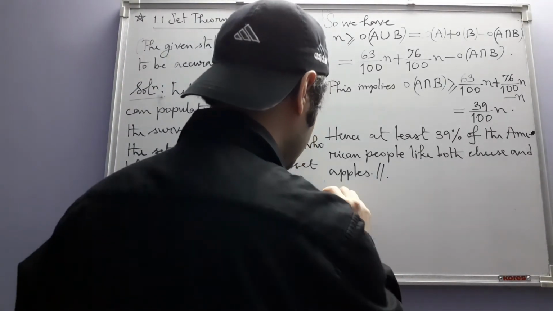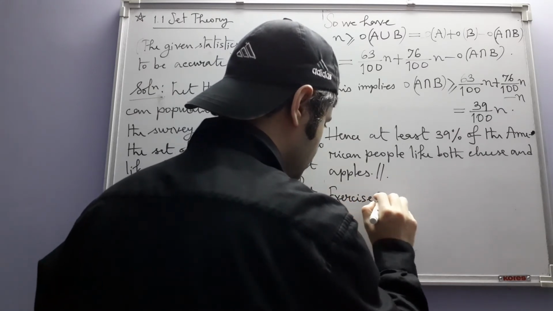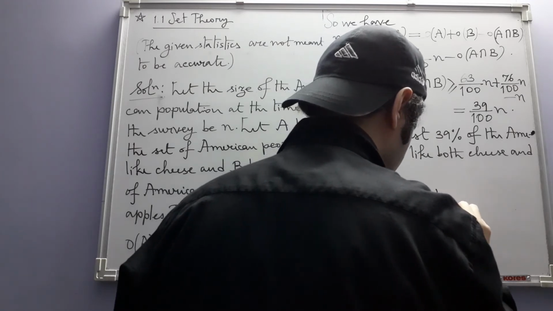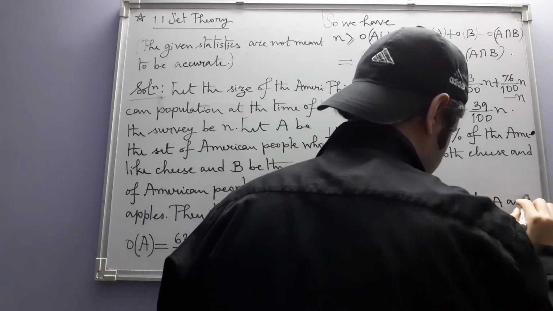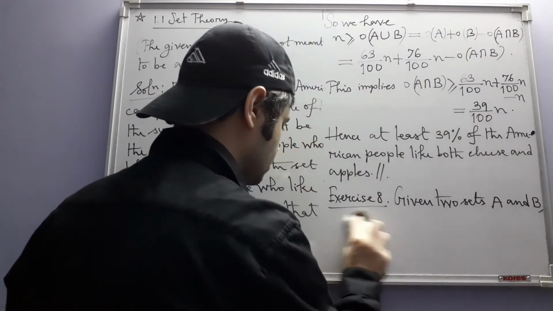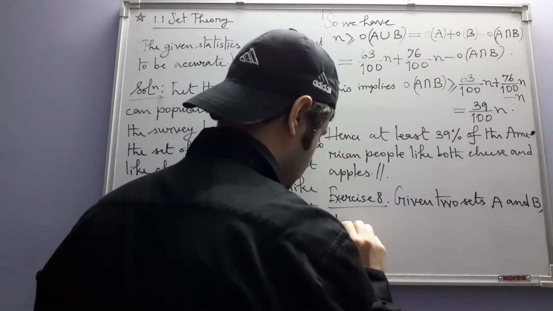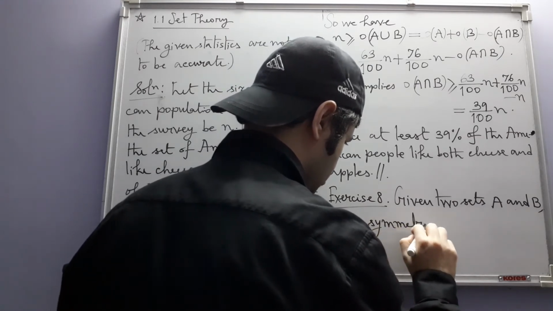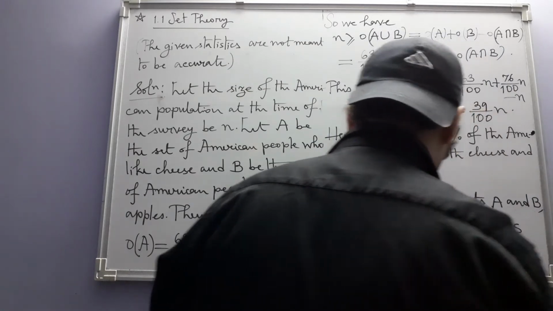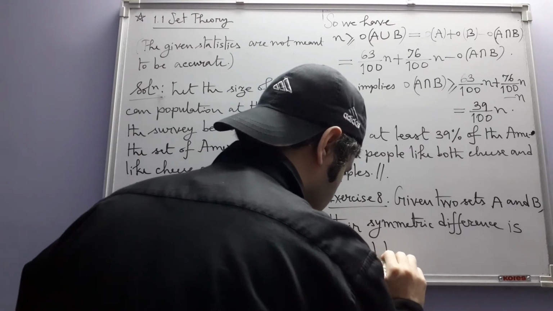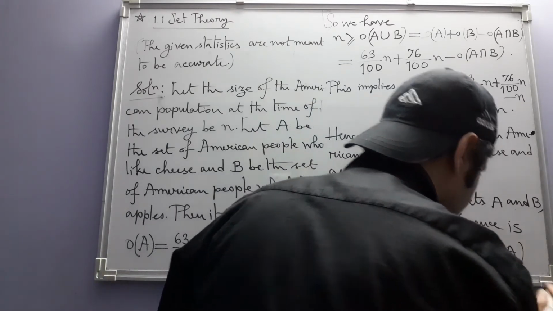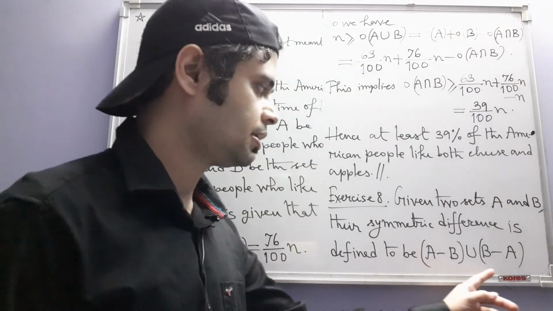Right. Then exercise 8. Given two sets A and B, their symmetric difference is defined to be A minus B union B minus A. So it involves both the differences that can be formed using A and B. So that's why it is named symmetric difference.